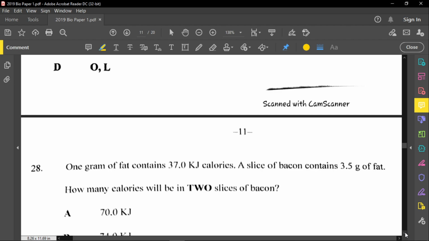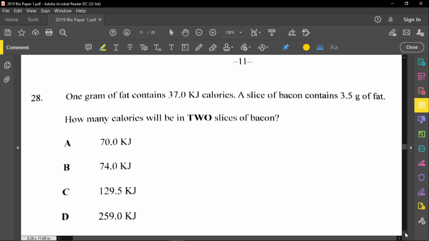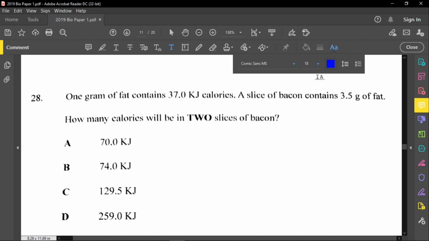Question number 28 reads that 1 gram of fat contains 37.0 kilojoules of energy. A slice of bacon contains 3.5 grams of fat. How much energy will be in 2 slices of bacon? Let's calculate this real quick. If we talk about 2 slices of bacon, 1 slice is 3.5, right? So 2 slices means we multiply by 2, and here you'll get 7.